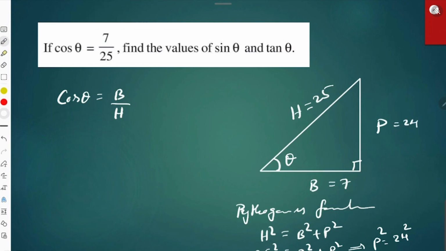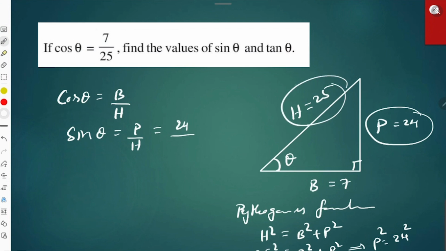So now if cos theta is given like this, you know all three sides of the triangle. So sin theta is going to be p by h. What is perpendicular here? 24. And what is the hypotenuse? 25. And what about tan theta? P by B, perpendicular by base. Perpendicular is 24 and base is 7.